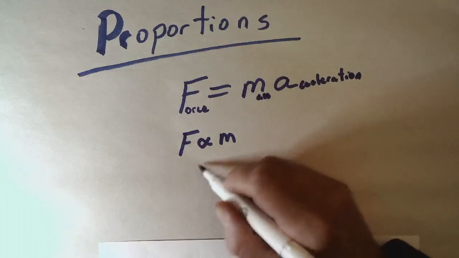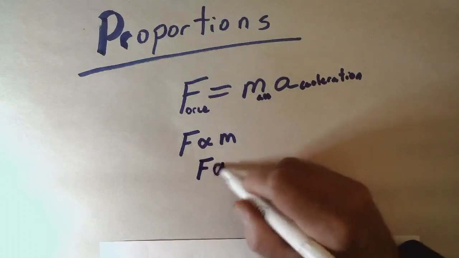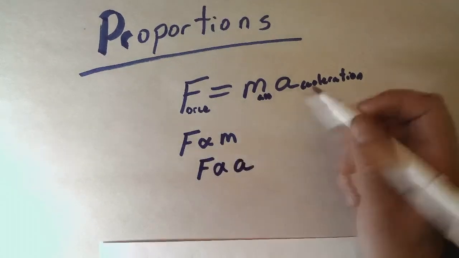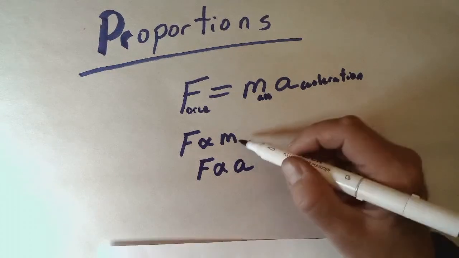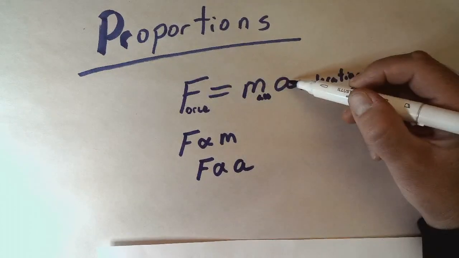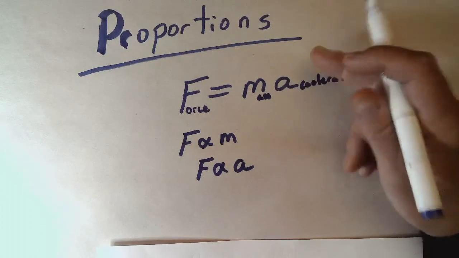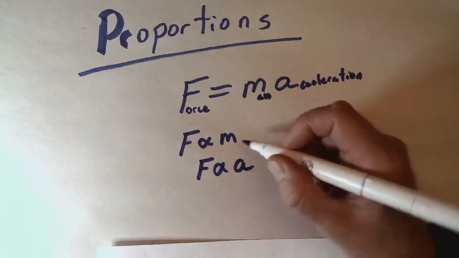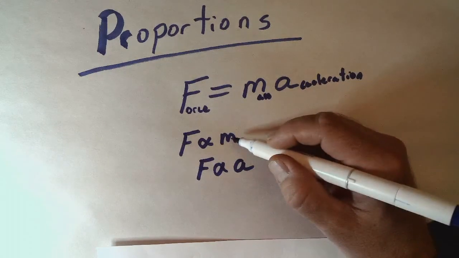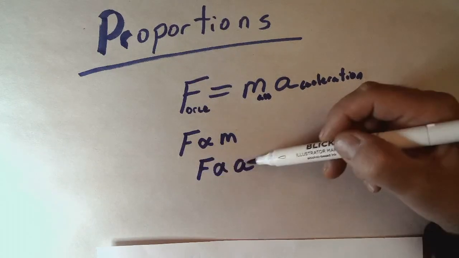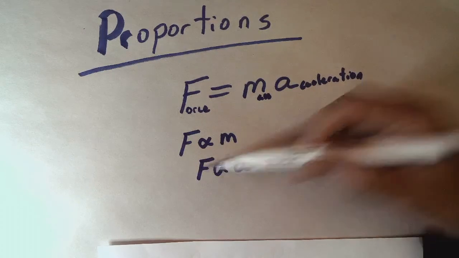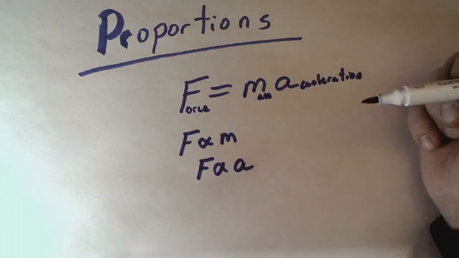Similarly, if I say force is proportional to acceleration, I'm keeping the mass constant. Notice these are all on the numerator. There's nothing in the denominator here. There's no squares or anything here. That's saying if I'm keeping the mass constant, if I double the force, what'll happen to the acceleration? It's going to double. Triple the force, triple the acceleration.